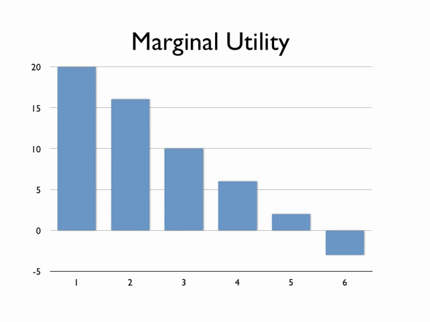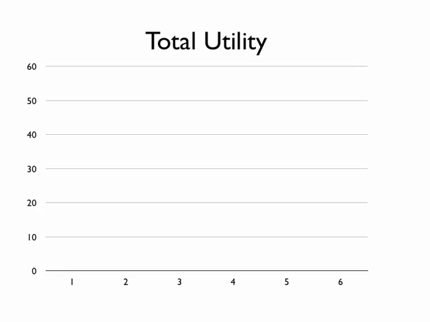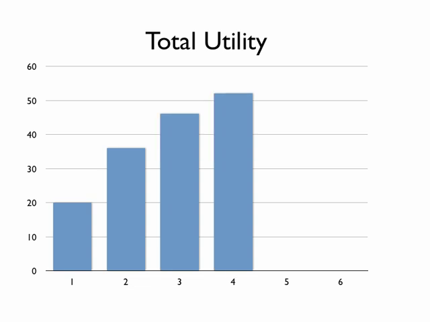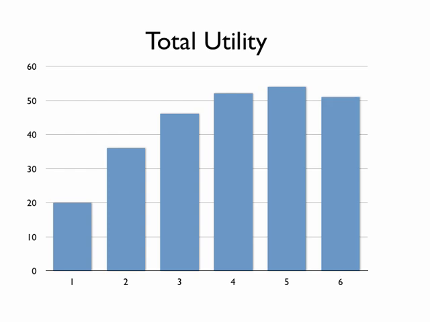We can convert that marginal utility to total utility by just adding those up. So in the first case, we would have 20 units of utility. That would increase to 35. You notice the difference in the height of those two bars would be the marginal utility. It continues to grow until it gets to unit 5. At unit 6, it declines because, remember, the marginal utility was actually negative, so our total utility would also decline.